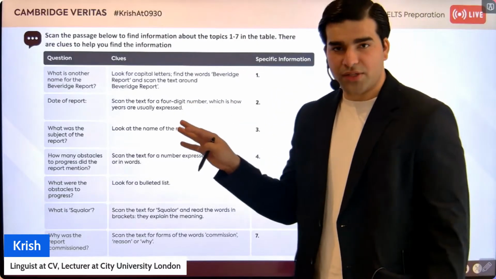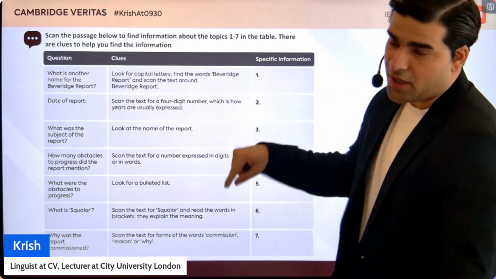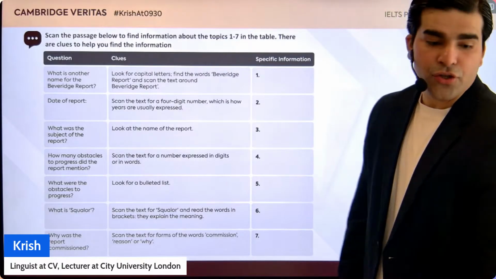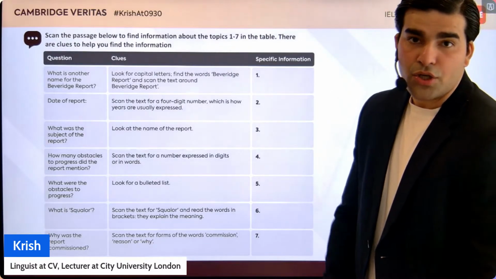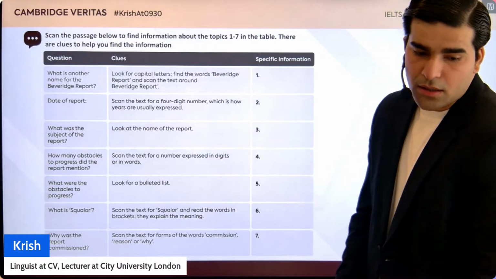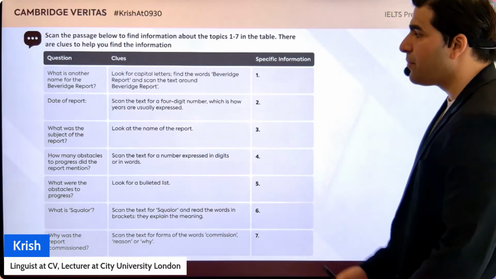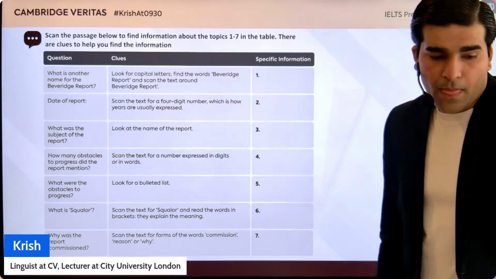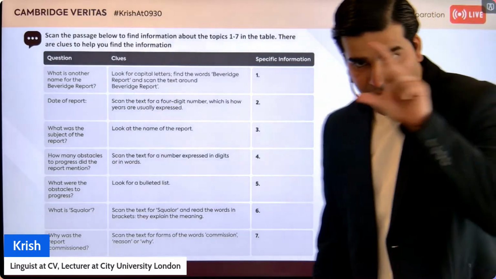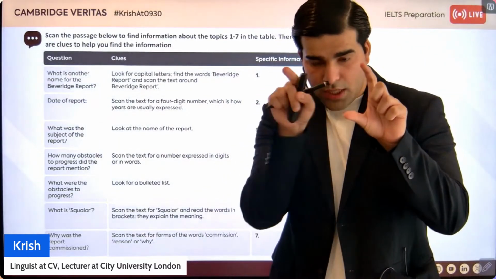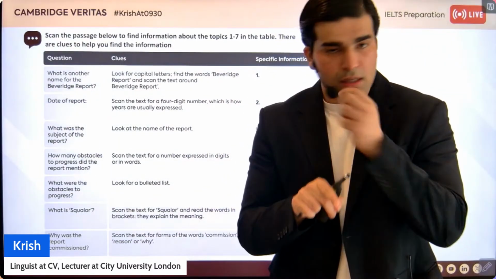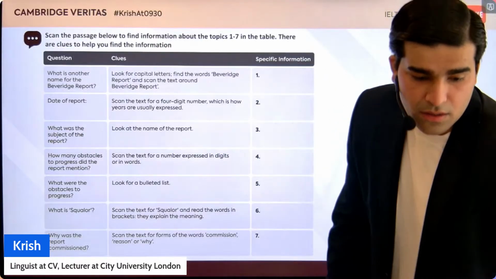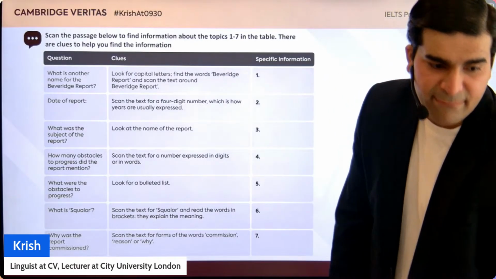So here we go. Let's read question number one. What is another name for the Beveridge Report? Don't read line by line. Can you tell me what is the answer? Check the screenshot that you have taken on your phone. Quickly scan it, because we can't have both the screens together; we can only have so much space. What do you think is the answer?